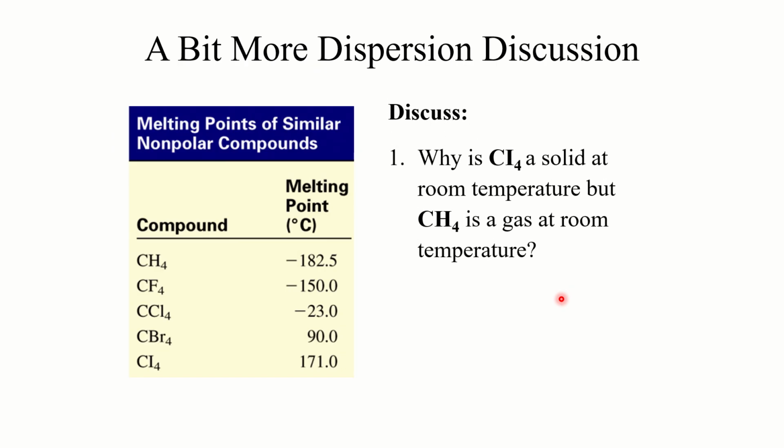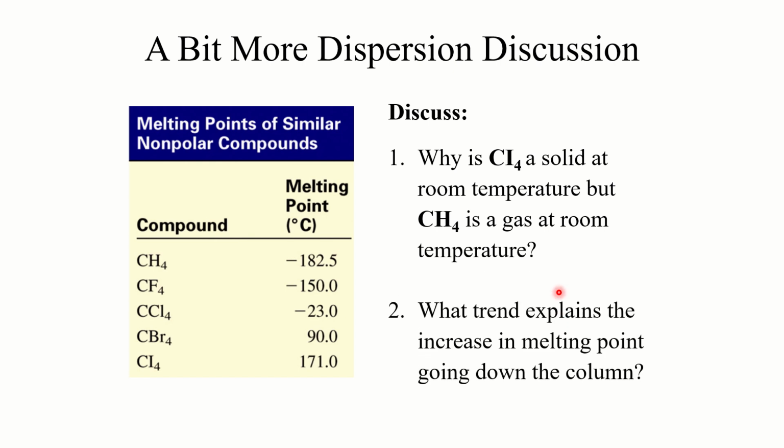All right, a little more dispersion discussion I would like you to take a look at. First, why is CI4 a solid at room temperature with its melting point at 171 degrees Celsius, whereas CH4 is a gas at room temperature? And then I would also like you to analyze what trend explains the increase in melting point going down the column.